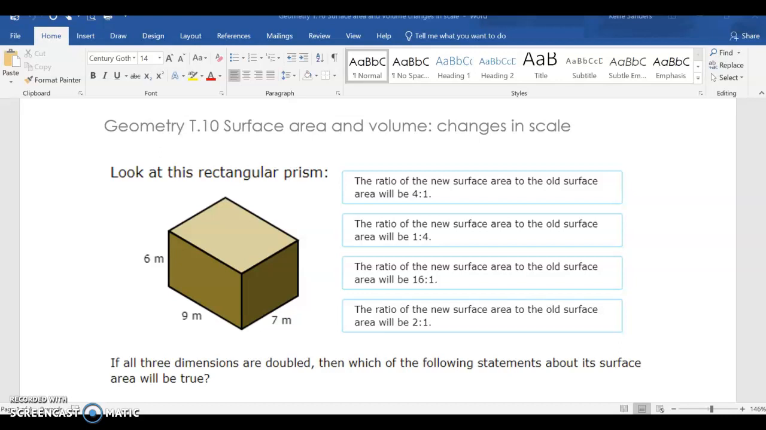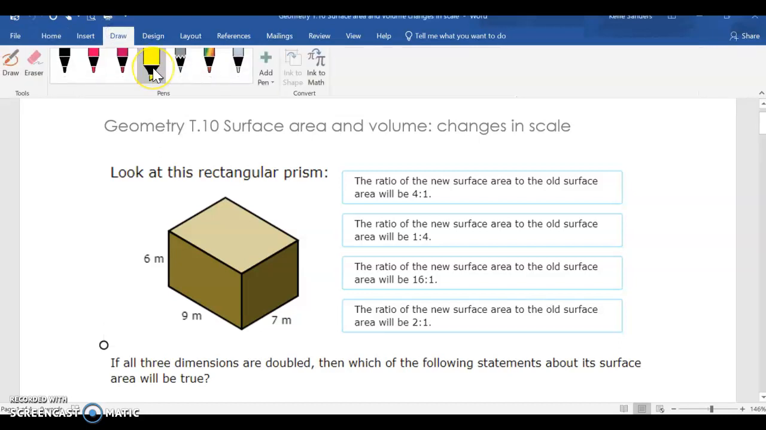If all three dimensions are doubled, then which of the following statements about its surface area will be true? Okay? Now, how do we find the surface area of a rectangular prism?